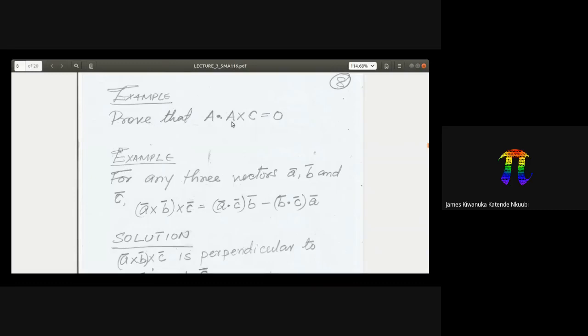So here is an example. Can you prove that A dot A cross C is equal to 0? So here is your, try to do this one. Once you do it, you can explain to me what you have done. I'll give you 2 minutes.